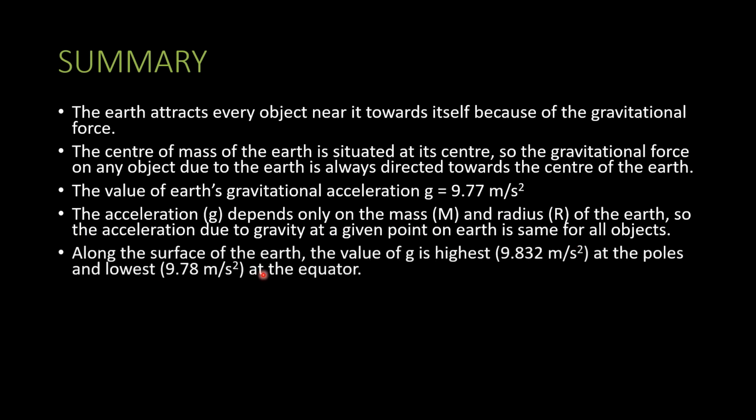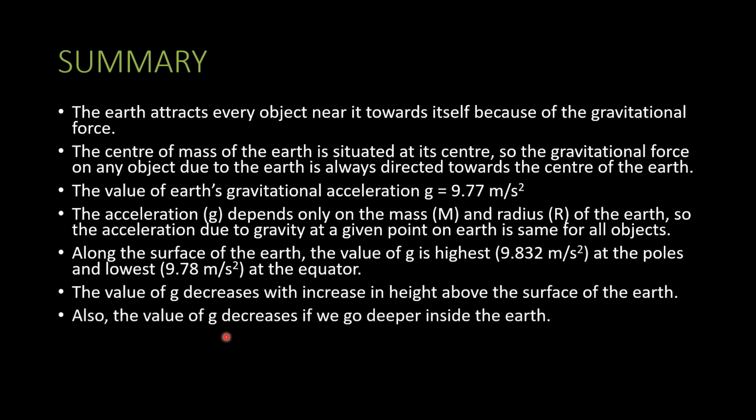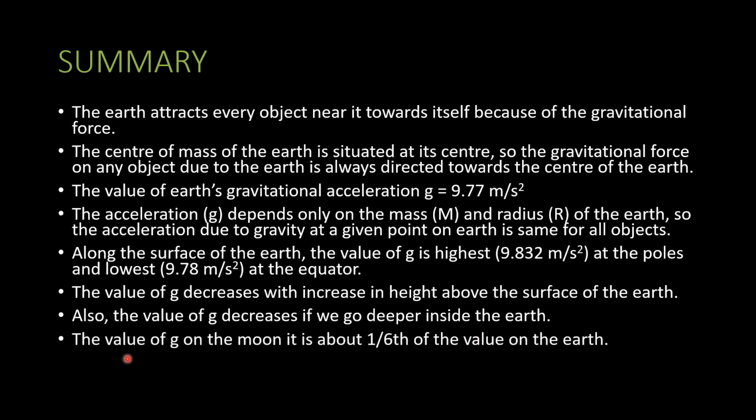Along the surface of the earth, the value of g is highest at the pole and lowest at the equator. And the value of g decreases with increase in height above the surface of the earth. Also, the value of g decreases if we go deeper inside the earth. We have also learned that the value of g on the moon is about 1/6 the value on earth.